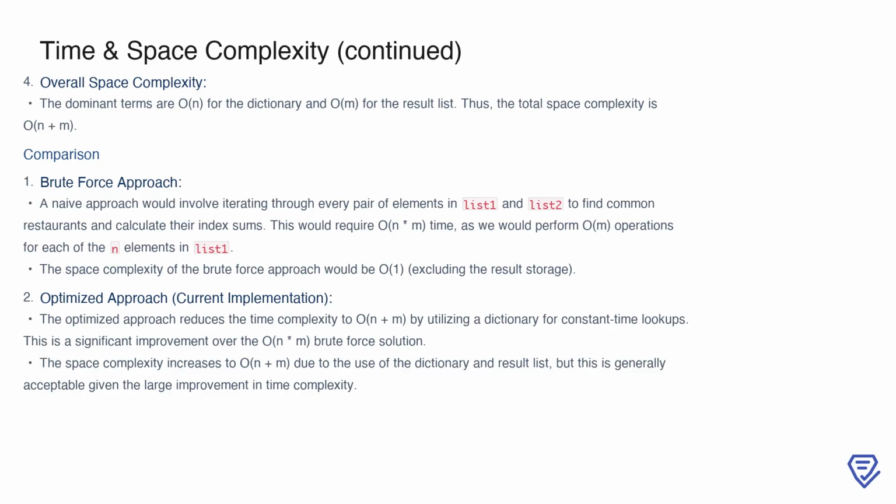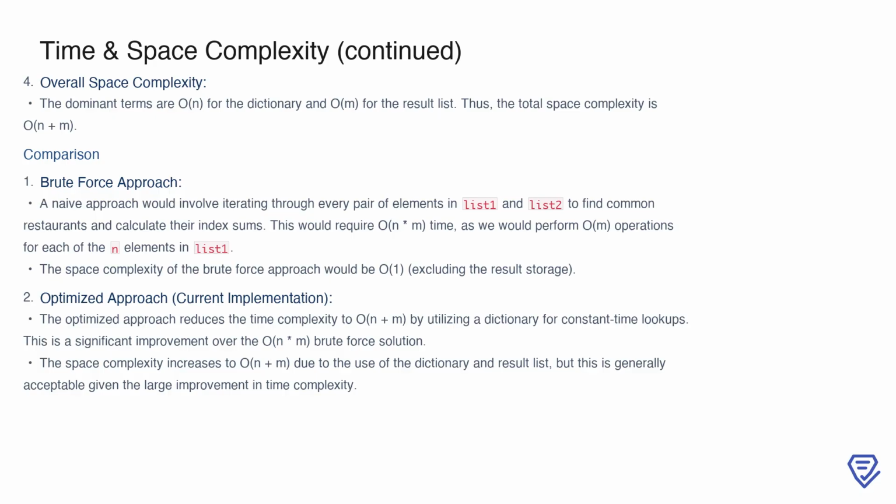To compare this with a brute force approach, a naive solution would involve iterating through every pair of elements in list 1 and list 2 to find common restaurants and calculate their index sums. This would result in O(n*m) time complexity, as we would perform O(m) operations for each of the n elements in list 1. However, its space complexity would be O(1), excluding the result storage.